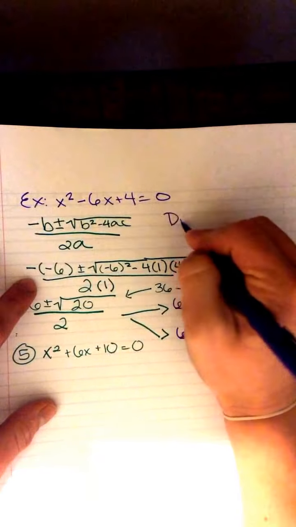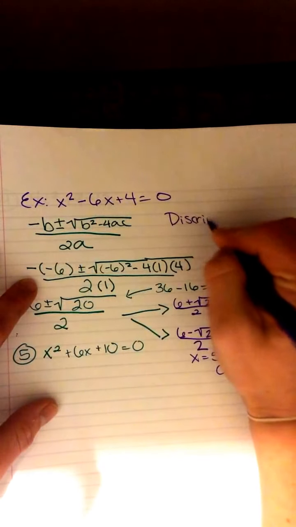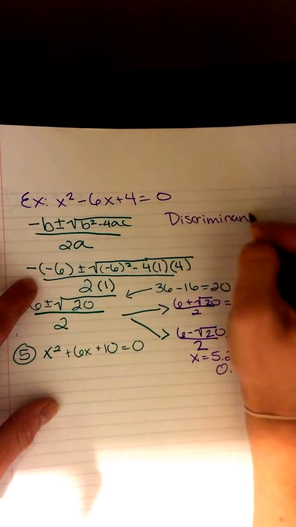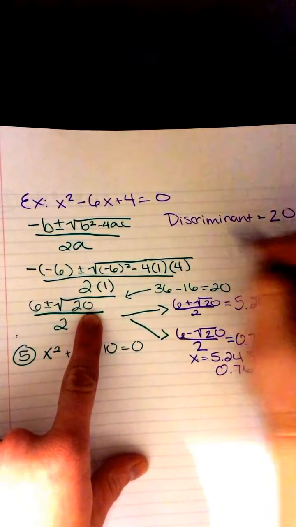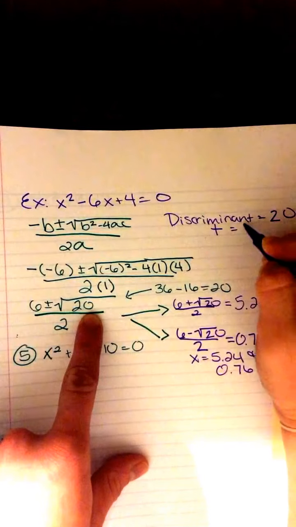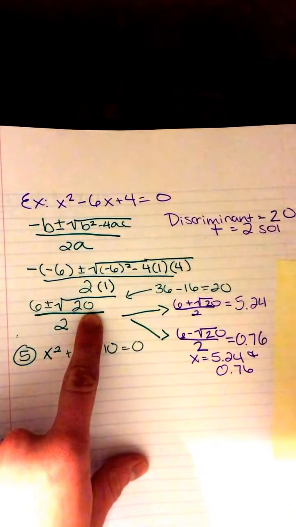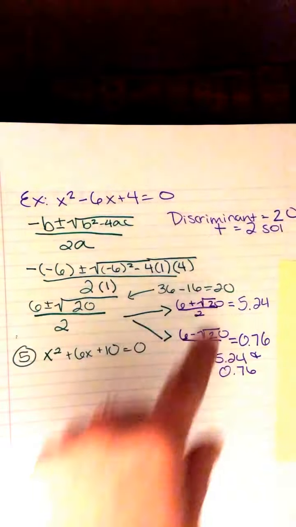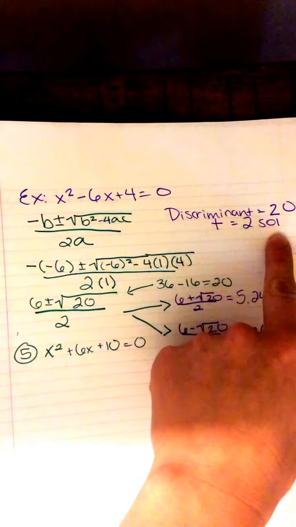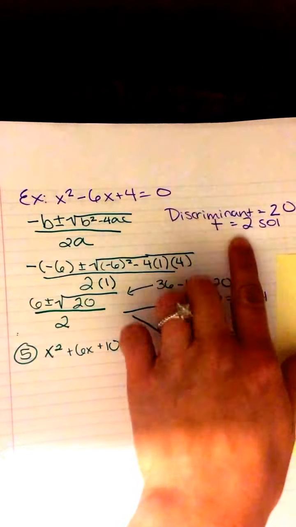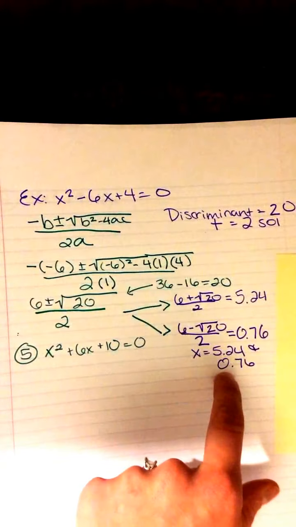Now to review the discriminant, remember that it's only whatever is left in the parentheses, which is 20. Since it's positive, this means two solutions. Okay, now we can kind of see how that works together. 20, which means if it's positive, higher than 0, two solutions, and I end with two solutions.